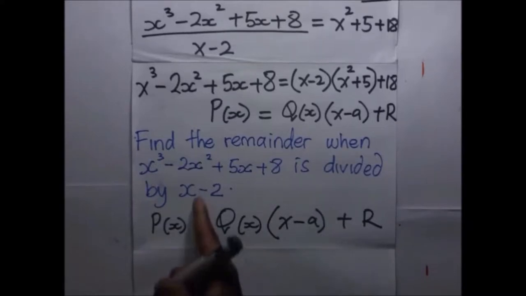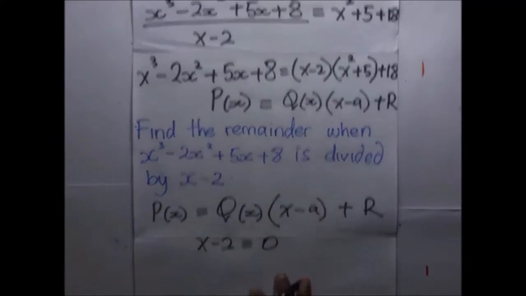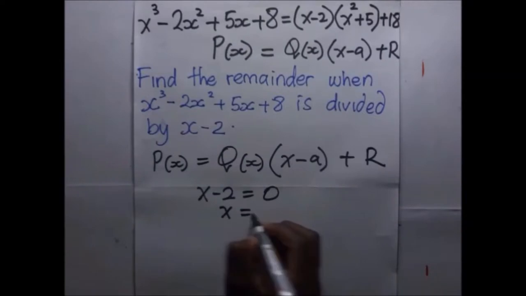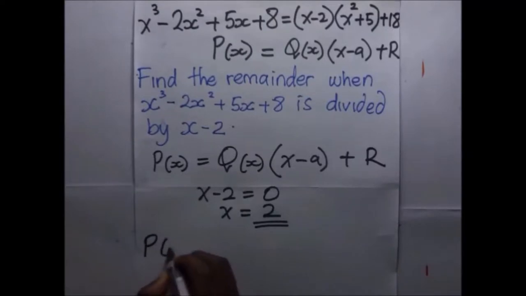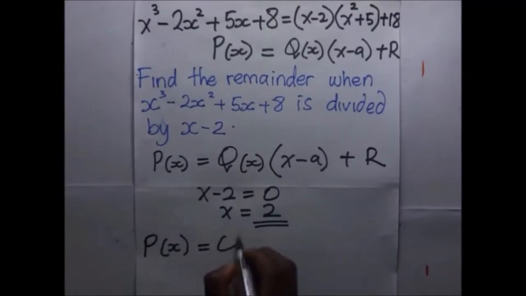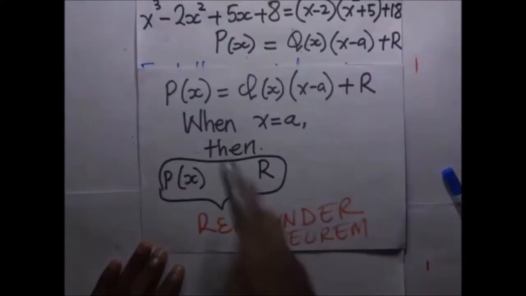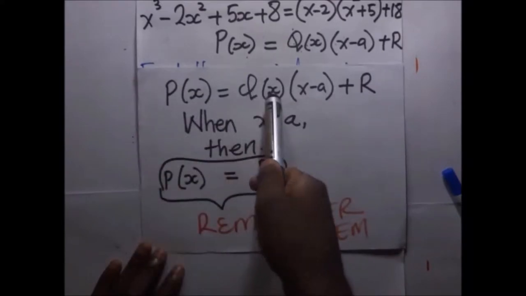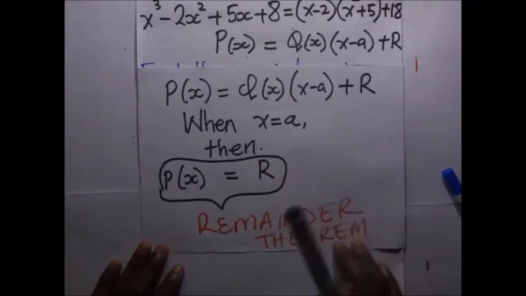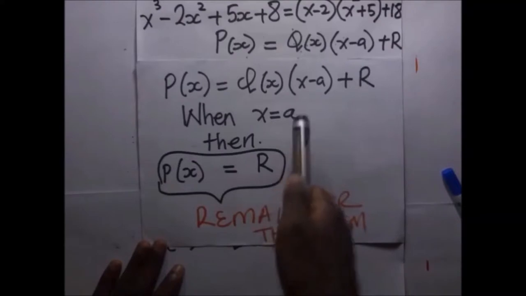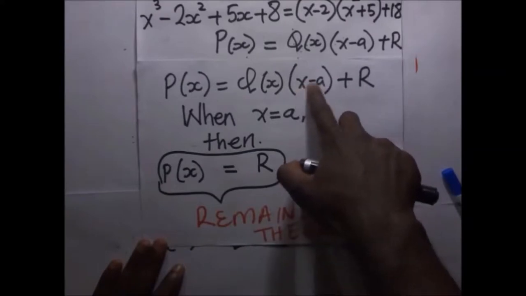So for this to be equal to 0, it means that x minus 2 should be equal to 0. So if x minus 2 is equal to 0, it means that the value of x here should be 2. So we come and substitute it in this equation. The polynomial P of x, which is equal to q of x times x minus a plus r, the polynomial is going to be equal to the product of the quotient, you get the quotient, multiply that by the divisor, and you add the remainder. Now, if this value of x is equal to a, so we can have x minus 2, x minus 1, x minus 3.